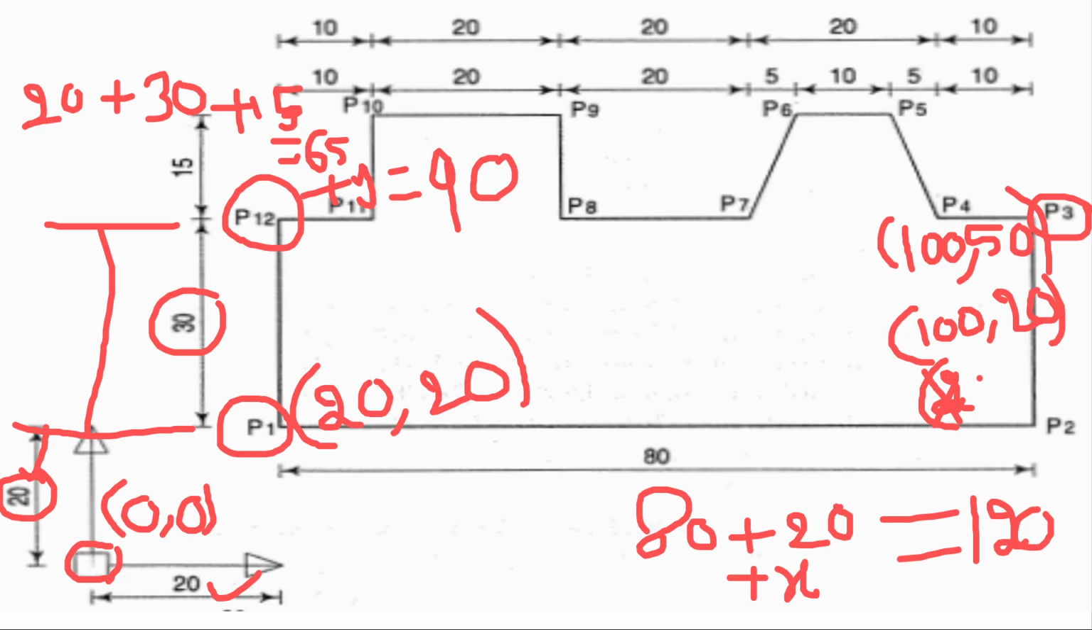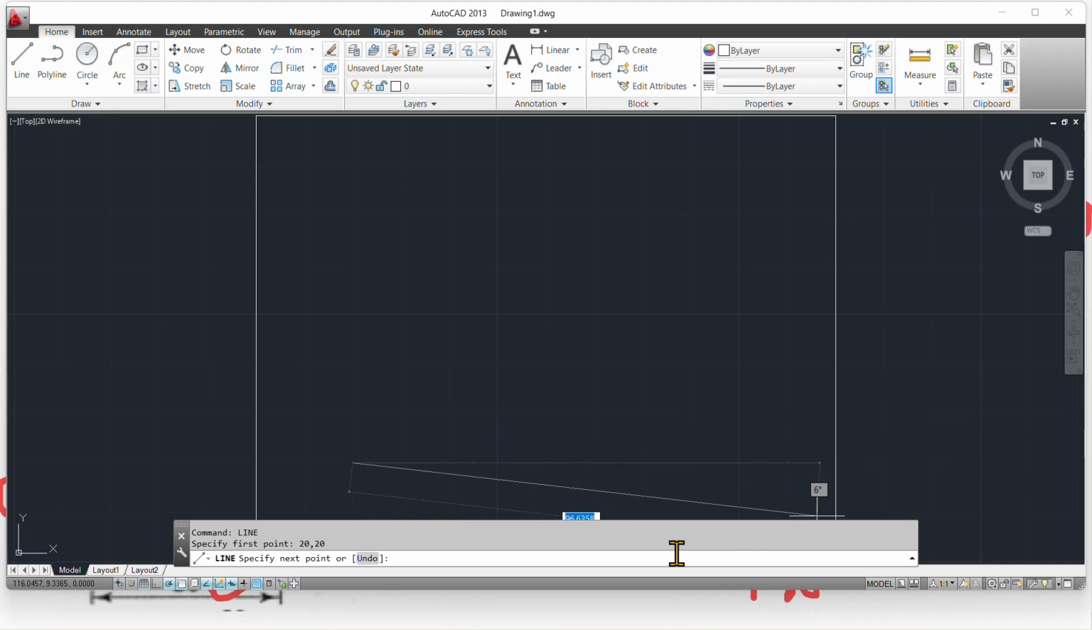If I see the next point, that is P2, it is at a distance of 100 comma 20. You can see the next point is 100. So it is going to type here, but you need to make sure that it should be typing in the command window only. You will understand later. What is the next point? 100 comma 20. When I press enter, I will be getting a straight line.